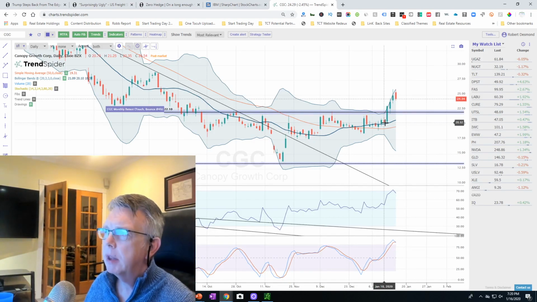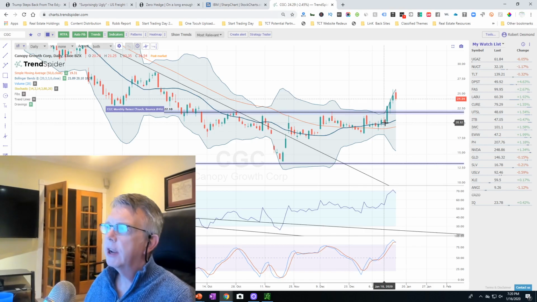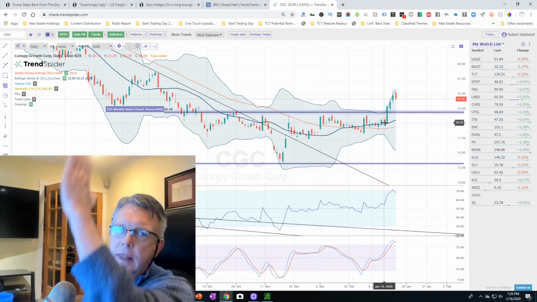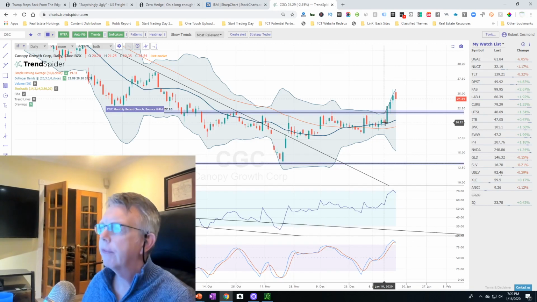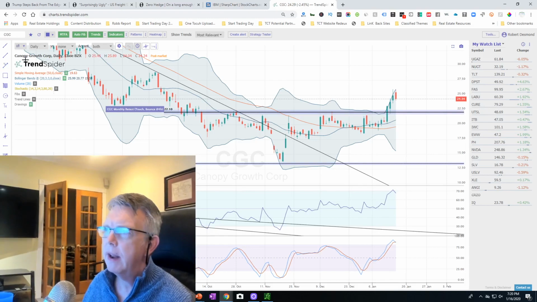So allow it to come to you. It's in the beginning of a rebuilding, right? So you're going to get a lot of backing and filling. It's not going to go like this. It's going to back and fill, back and fill. Allow it to come to you. Allow it to come back down to the support level, 22.10. That's what I would do.